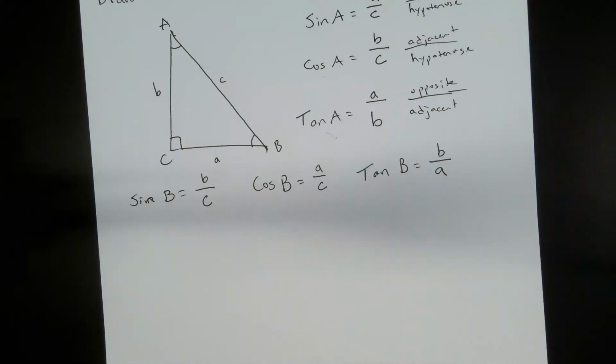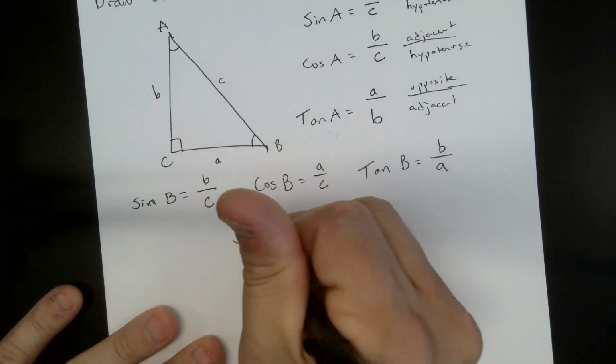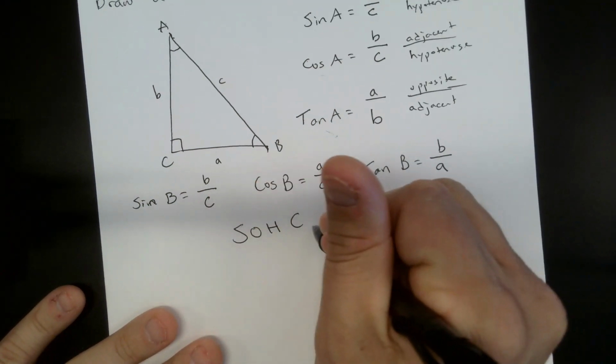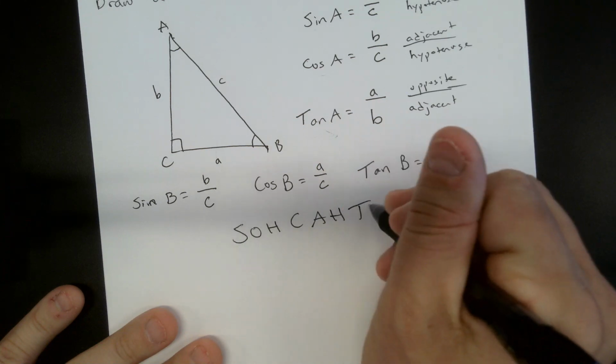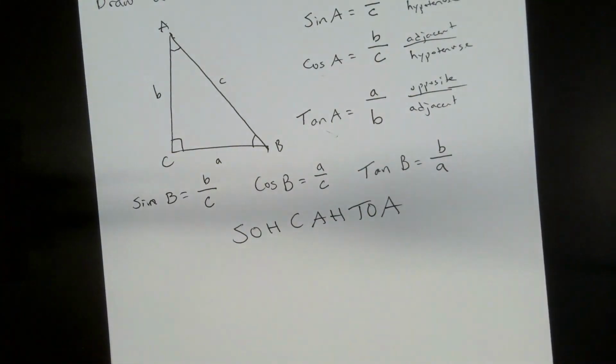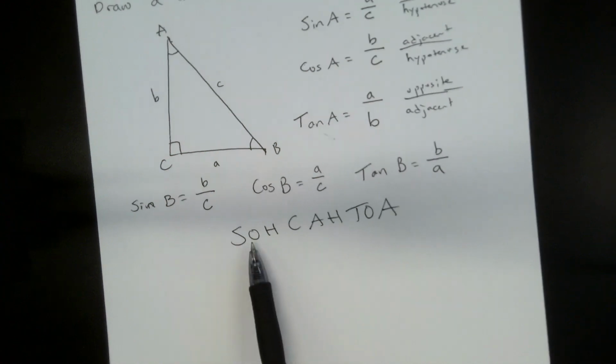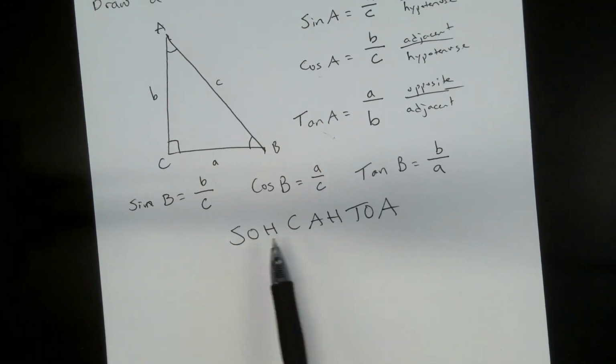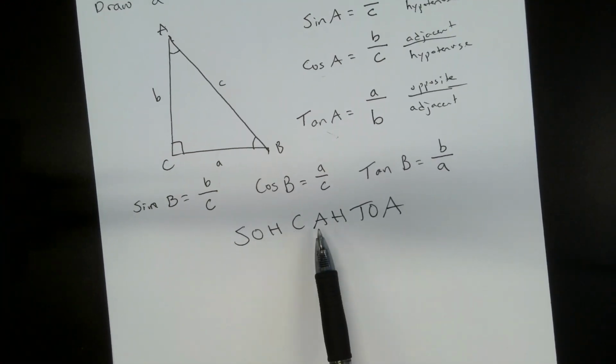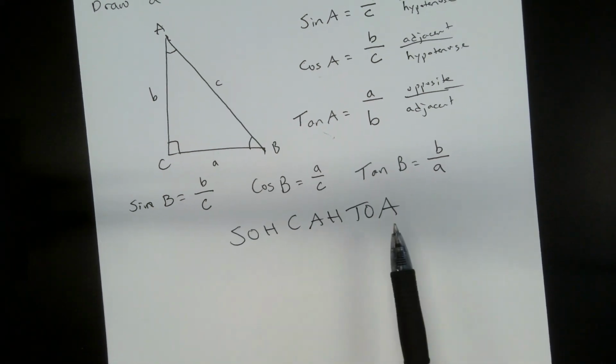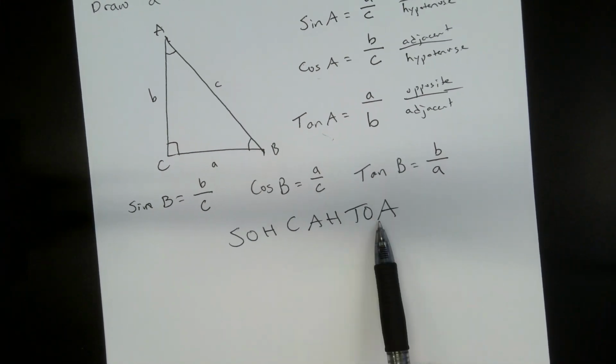Now, there is a code word every single one of you is going to memorize when it comes to this. The code word is SOHCAHTOA. Every single one of you will memorize this word. It stands for sine equals opposite over hypotenuse, cosine equals adjacent over hypotenuse, and tangent equals opposite over adjacent.